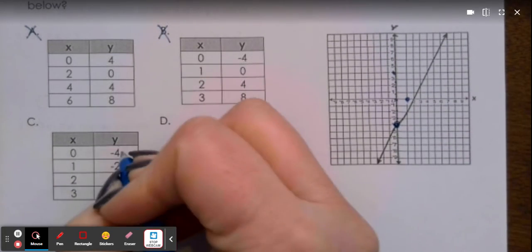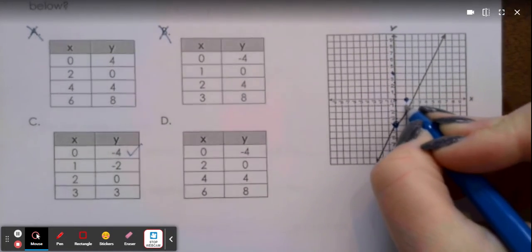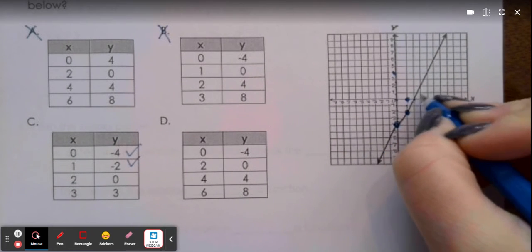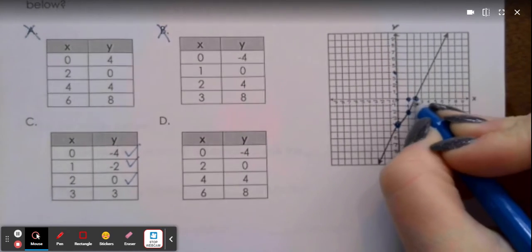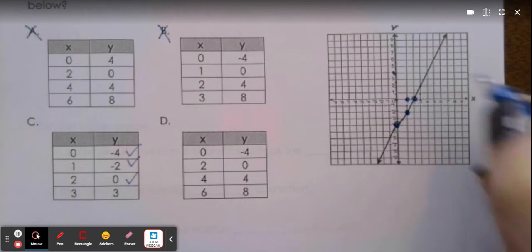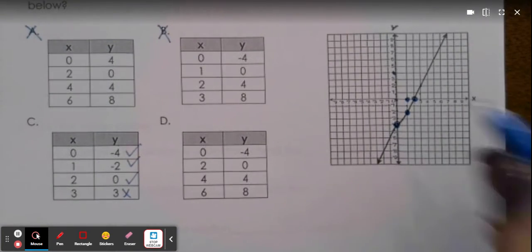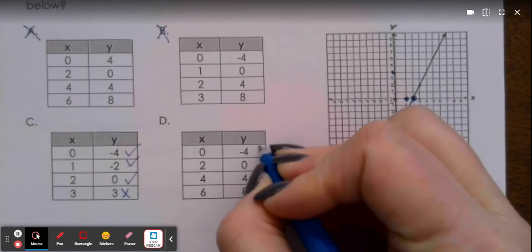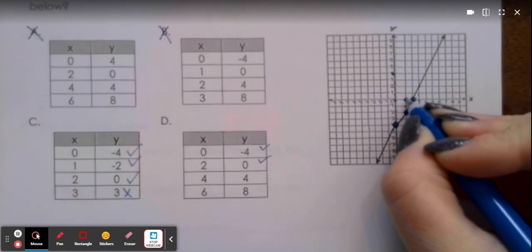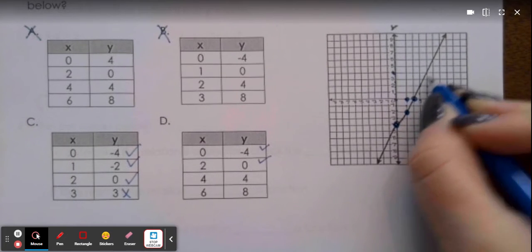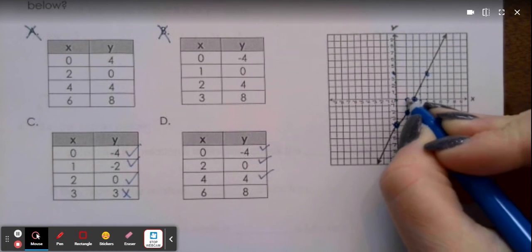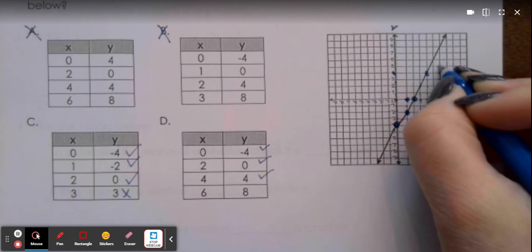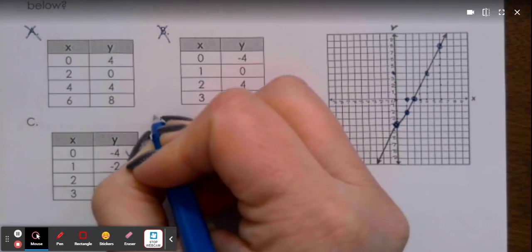I know 0, negative 4 works. Does 1, negative 1, 2 work? Yes. Does 2, 0 work? Yeah, that works. Does 3, 1, 2? Nope, that doesn't work. So let's look at this next one. 0, negative 4 works. I know 2, 0 works. Does 4, 4 work? 1, 2, 3, 4. Yep. 1, 2, 3, 4, 5, 6. 1, 2, 3, 4, 5, 6, 7, 8. D is my choice.